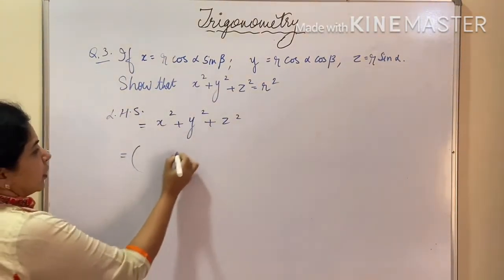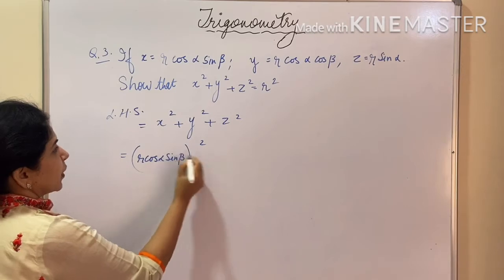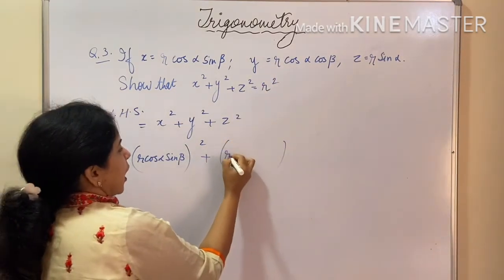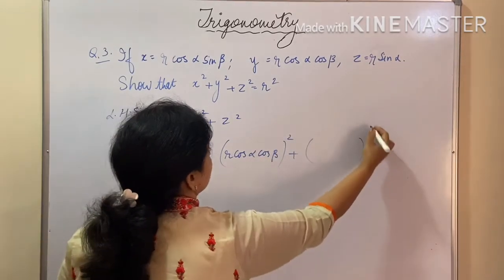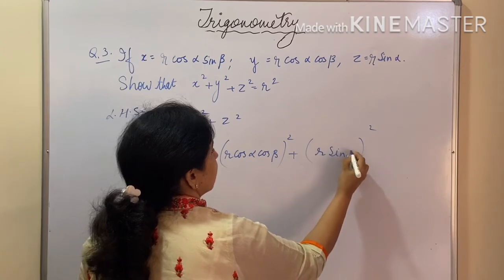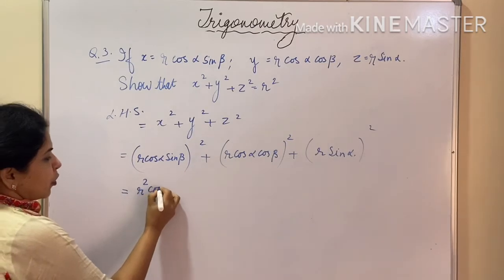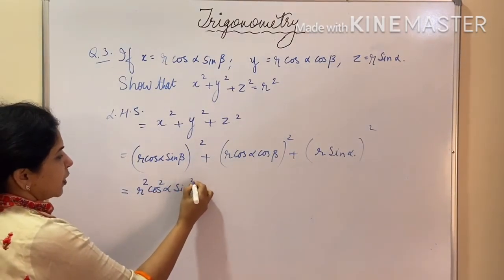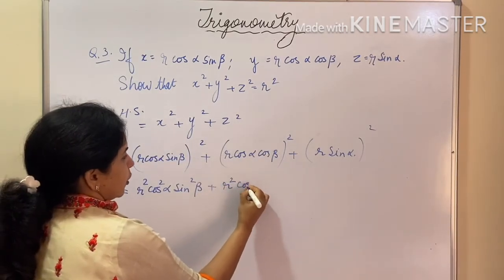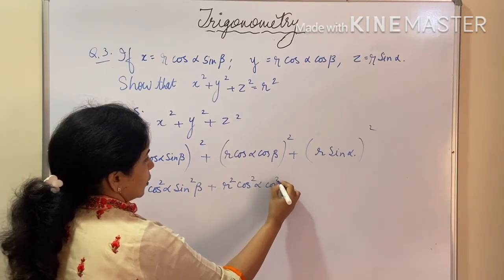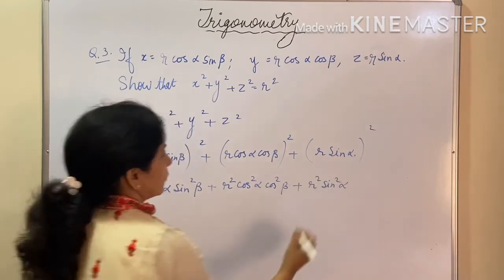Put the value here. X square. X is r cos alpha sin beta. Plus putting the value of y, r cos alpha cos beta, plus z square, and z is r sin alpha the whole square. Now simplifying this, r square cos square alpha sin square beta, squaring all the terms. Here also squaring all the terms, cos square alpha cos square beta plus r square sin square alpha.